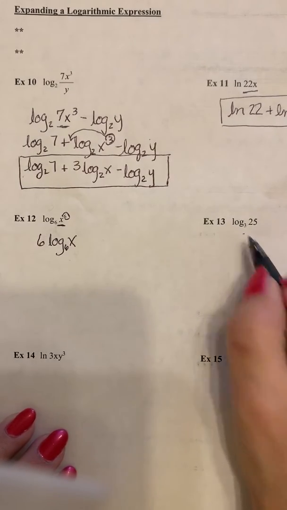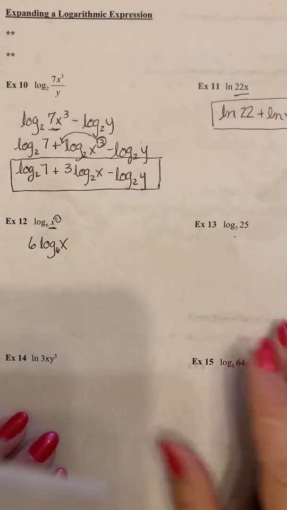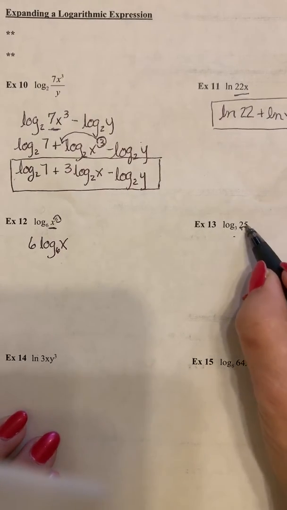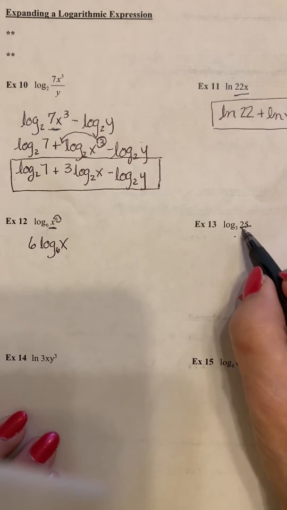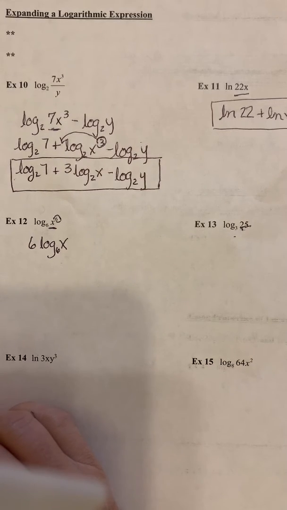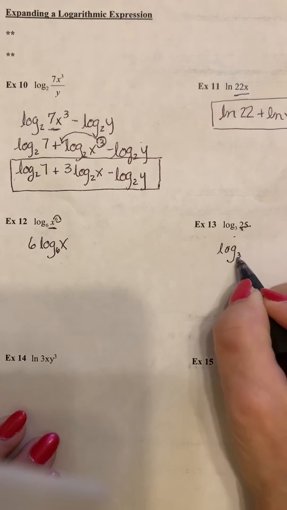This one, log base 3 of 25. Now, if this was a cube, a perfect cube, we would change that up. But since this is just basically 5 squared, we're not going to be able to do anything with this one. We're just going to leave this one alone.